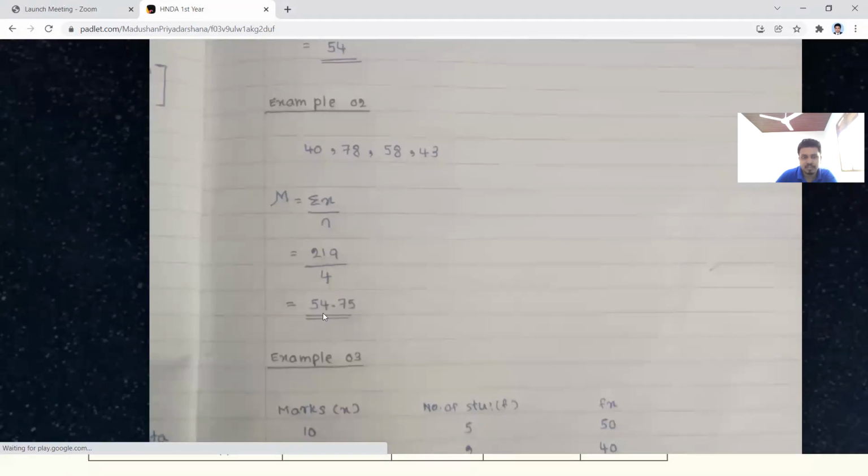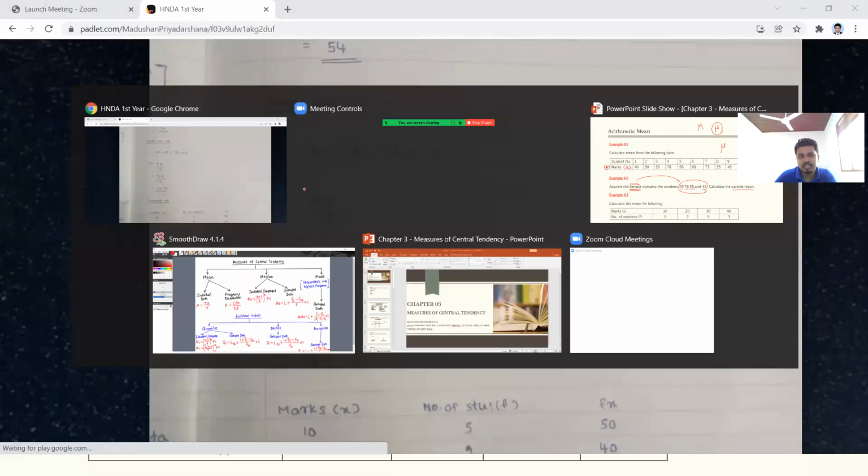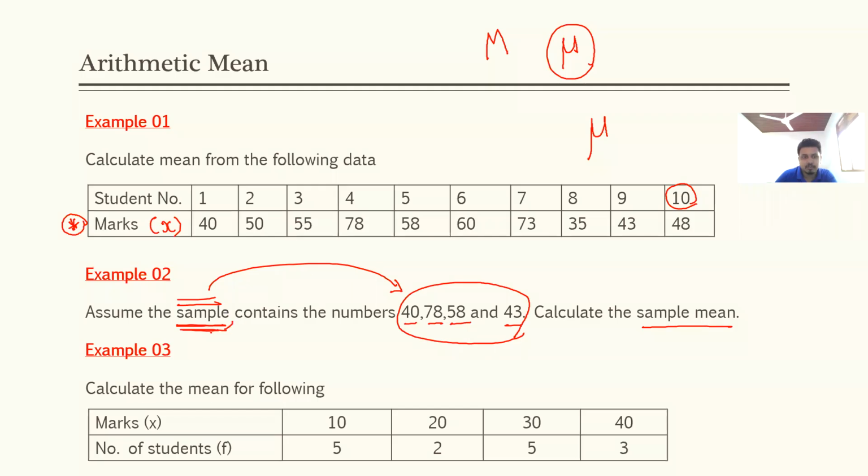219 over 4. The final answer is 54.75. All these things are correct, but the way you denote it is wrong. Here we are not going to calculate the mean of a population. Here we are going to calculate the mean of a sample, the sample mean. Sample mean is denoted using x bar.